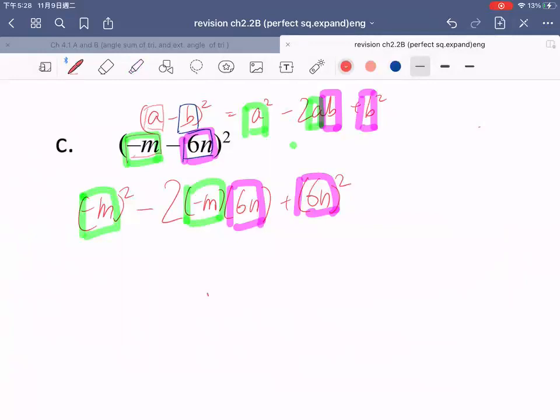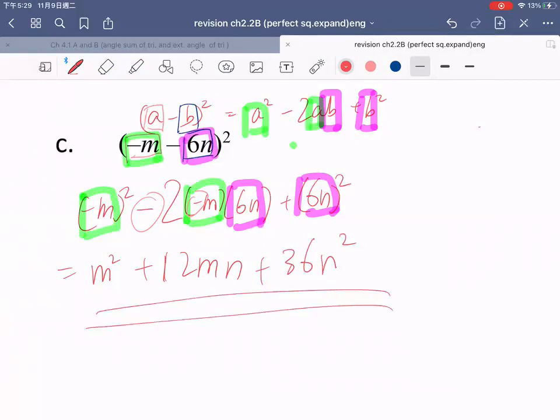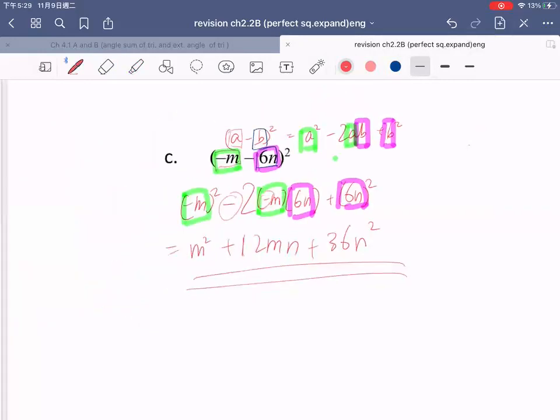So we have, remember, negative, we have the bracket. Negative n squared equals n squared. Negative 2 times negative n times 6n equals positive 12n, because it is negative, negative. Plus (6n) squared, so we have 36n squared. Using the formula is much easier and faster.